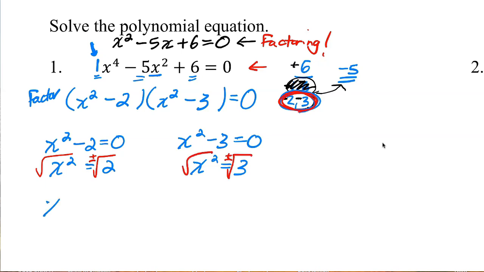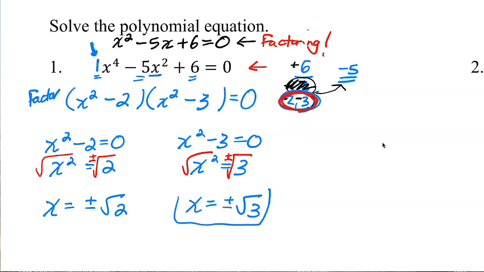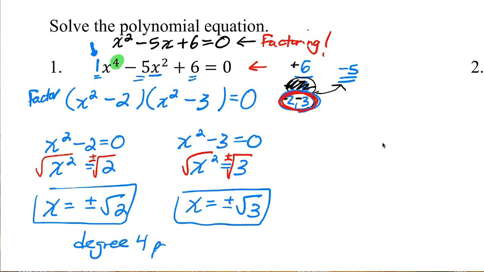So we would have x equals plus minus square root 2, and x equals plus minus square root 3. So notice we get 4 solutions. Because we had an x to the 4th here, we know that we should end with 4 solutions. The degree, just to review that term, this is a degree 4 polynomial, and a degree 4 polynomial should have 4 solutions, or 4 roots.